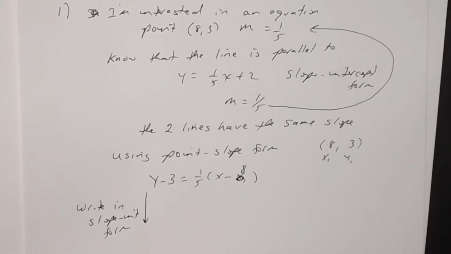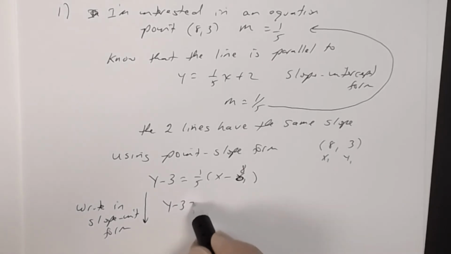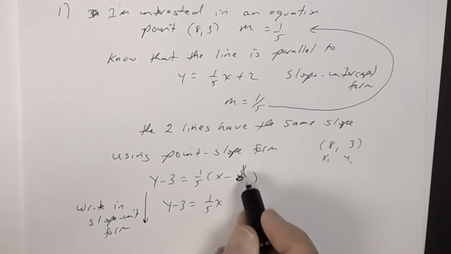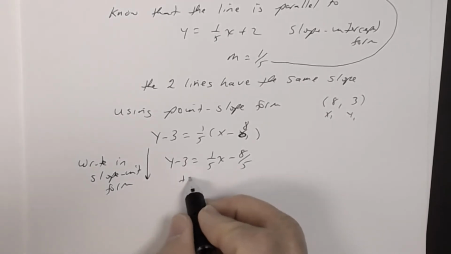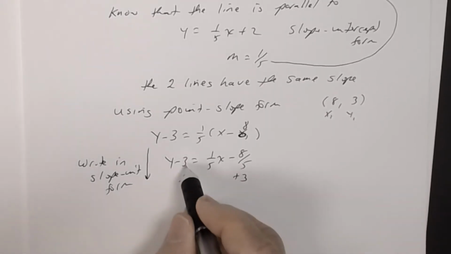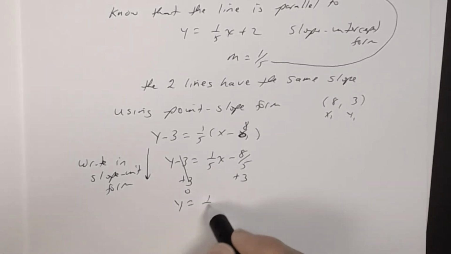Okay, so I get y by itself. First of all, I'm going to distribute. So I get y minus 3 equals 1/5 times x is 1/5 x. 1/5 times a negative 8 is a negative 8/5. And then finally, I'm going to add 3 to both sides. And so when I combine like terms, I get y equals 1/5 x.